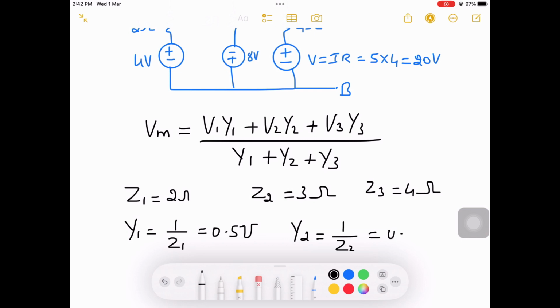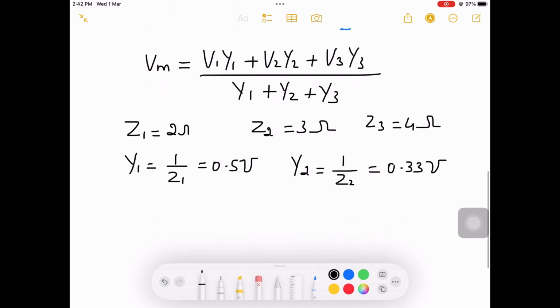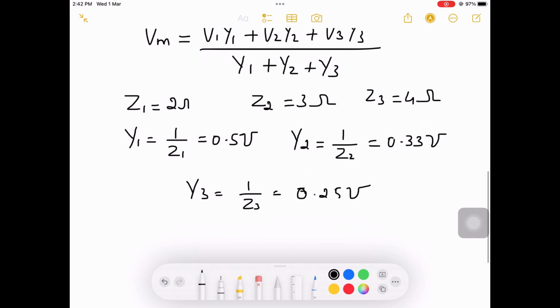And Y2 is equal to 1 by Z2, it will be 0.333 mho. And finally Y3 will be 1 divided by Z3, it will be 0.25 mho. So now once I know these Y values, I can substitute in the equation for Vm. V1, V2, V3 values are known from the circuit.